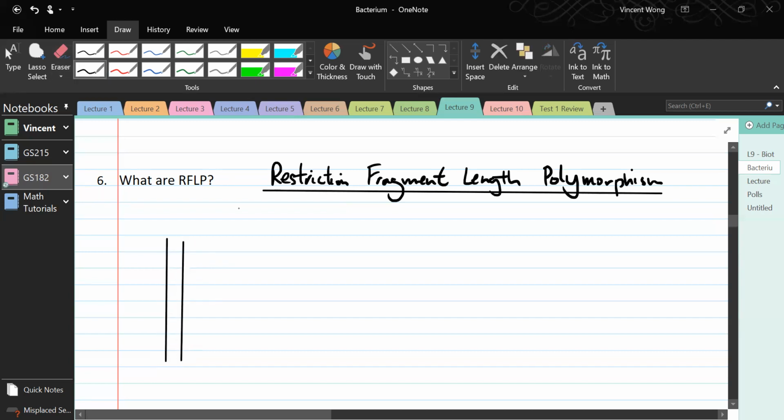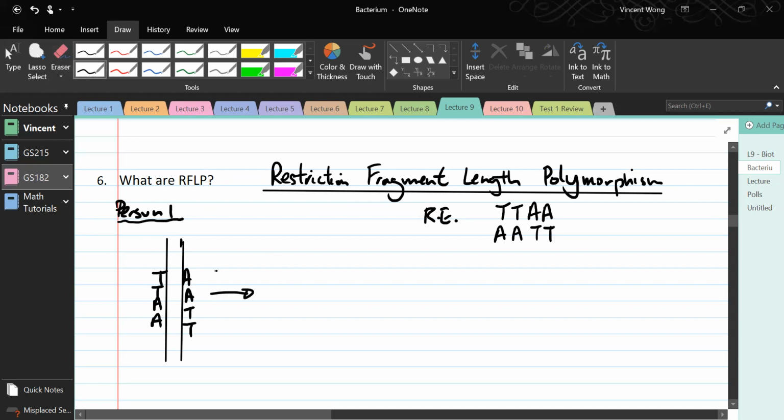Let's say that there is a restriction enzyme. I'm totally making this restriction enzyme up, and it recognizes the sequence TTAA. That's a palindromic sequence, right? Because if you go backwards, it's the same. So let's say this person, on a particular chromosome, doesn't matter, chromosome 4 or something, has the TTAA here. On the other strand it is going to be AATT, right? So this is person number 1. If I treat it with this restriction enzyme, it is going to cut it. It doesn't really matter how it cuts it. We'll just say it creates a blunt end. There would be 2 fragments.